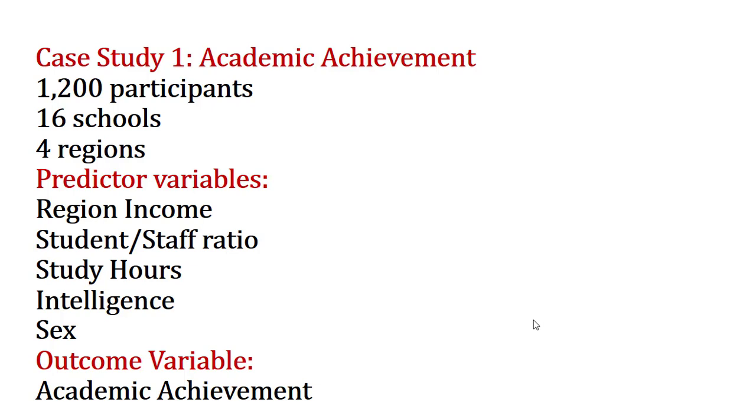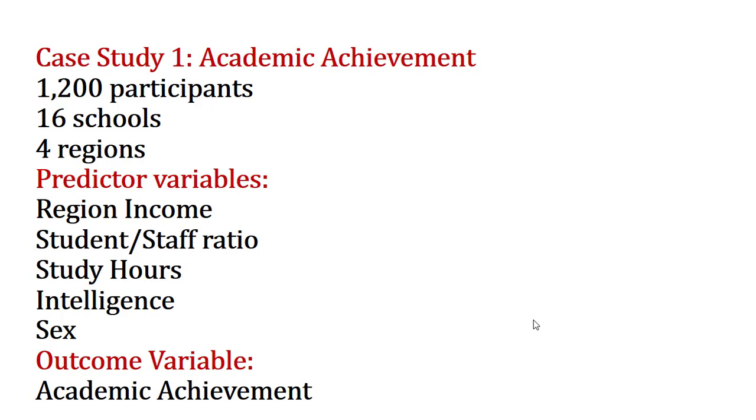Now study hours is collected at the participant level, or the individual level, and so we've got 1,200 observations there. Same for intelligence and sex, they are characteristics of the participants, so we've got 1 observation per participant. And the outcome variable is also collected at the individual level, and we've got 1,200 participants.